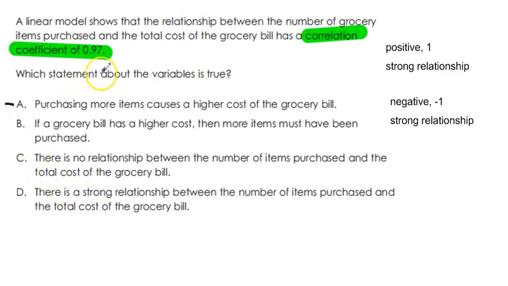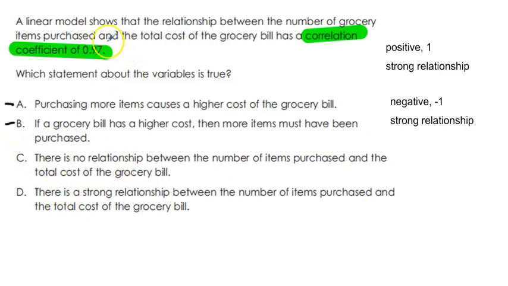It's a strong contender. B, if a grocery bill has a higher cost, then more items must have been purchased. That's kind of the opposite of A. And again, it kind of makes sense. Like if you buy more groceries, you're going to have a higher cost. If you got a high cost grocery bill, you must have had a lot of groceries. Again, a very strong contender. Some people might be able to find the mistake in that logic, like if you're just buying really expensive items. But again, it does make sense. There is no relationship between the number of items purchased and the total cost of the grocery bill.